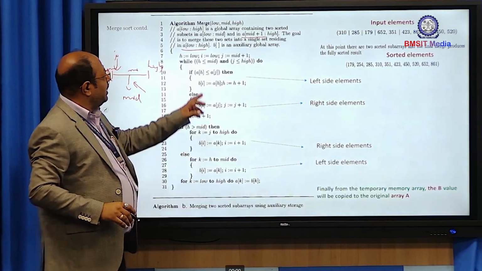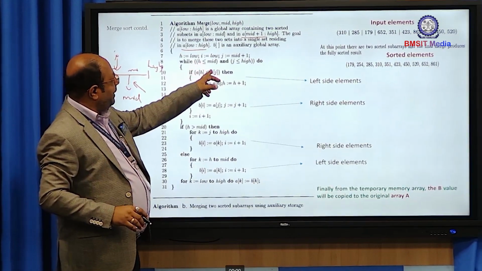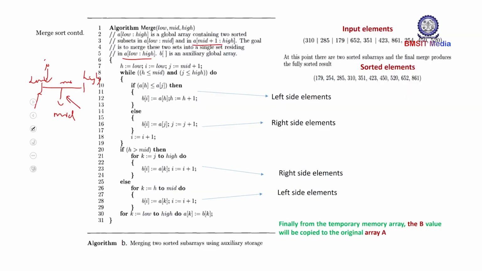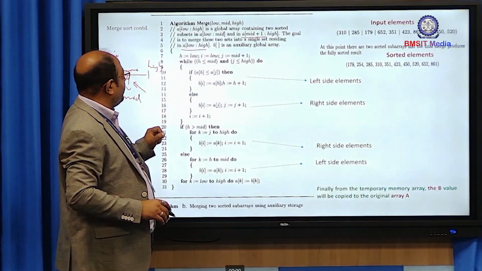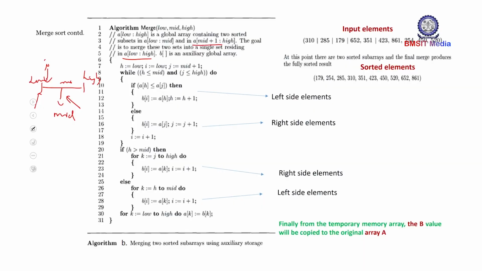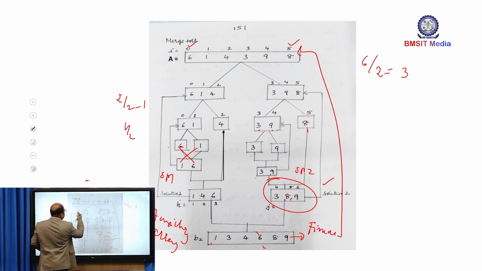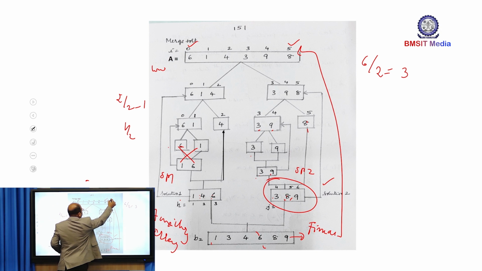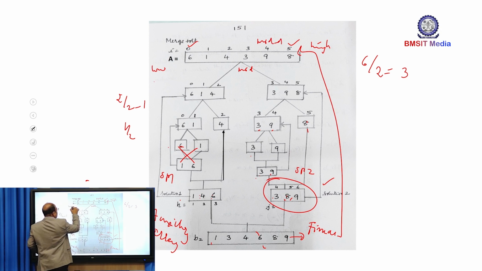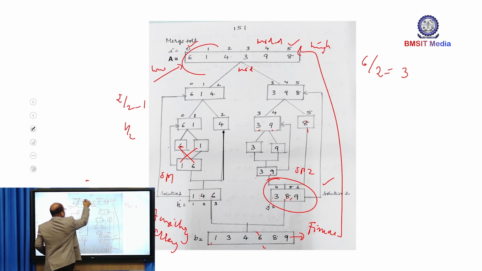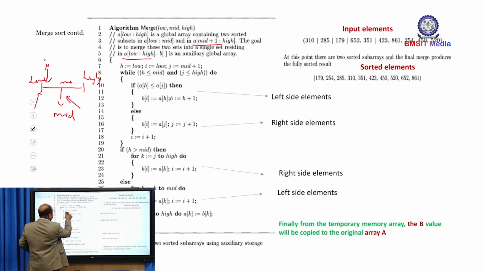What happens here means, if h is less than or equal to mid and j is less than or equal to high, what I have to do is take care of the left part of the element. Left part of the element means a of h less than a of j. A of h less than a of j means this part. My low, this is my high, this is my mid value. This is mid plus 1. So I have to consider the left part of the elements now with respect to this condition.